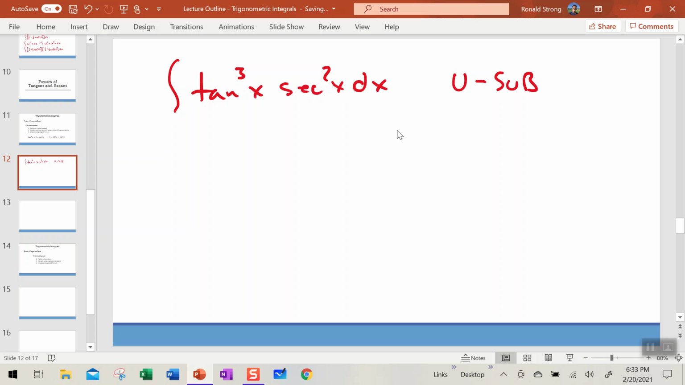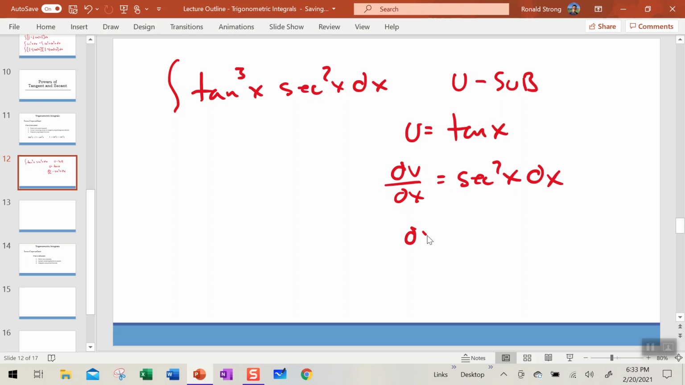And the reason for that is because if we let u be equal to the tangent of x, the derivative of tangent of x is equal to secant squared x dx. And so therefore our dx is equal to du divided by the secant squared x. And so they are going to cancel out. So this is a direct u substitution problem if you have any power of tangent but a secant squared.